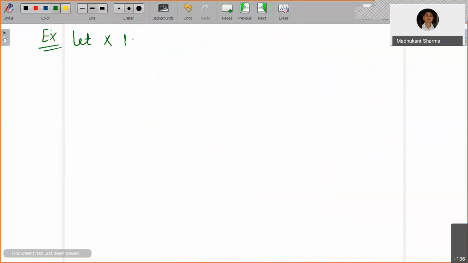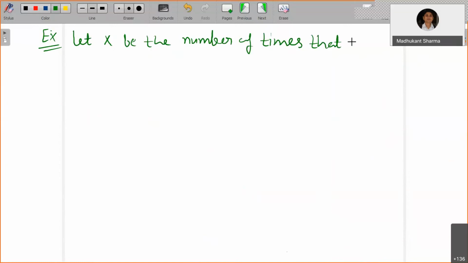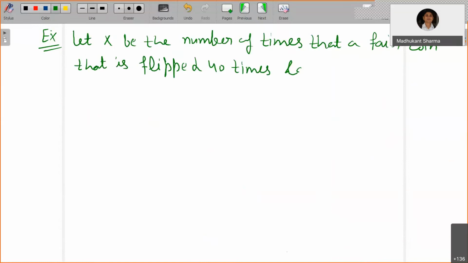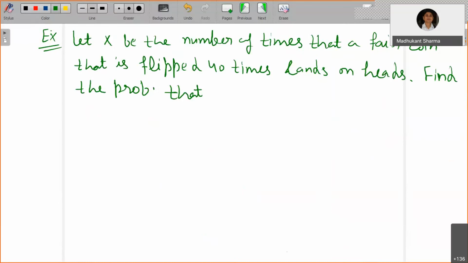X be the number of times that a fair coin that is flipped 40 times lands on heads. Find the probability that X equals 20.